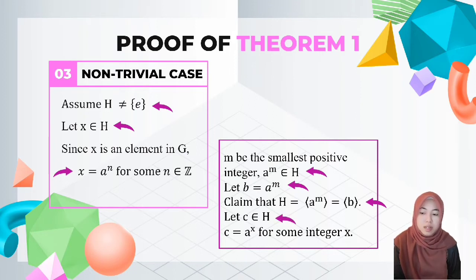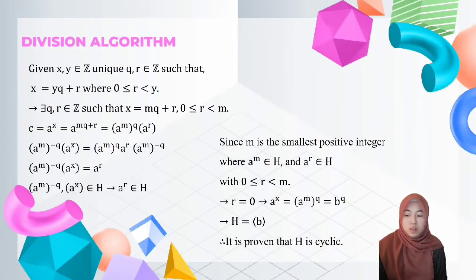Let's say c is any element in our subgroup H, and we can write c equal to a to the power of x for some integer x. We will use the division algorithm to show that a subgroup H of a cyclic group G is cyclic. So we are applying the division algorithm to this integer x and the integer m, which we said was the smallest positive integer such that a to the m is in H. So we can see that there exist unique integers q and r, such that we can write x as m times q plus a remainder r, where r is greater than or equal to 0 and less than m. So now we have x written like this.